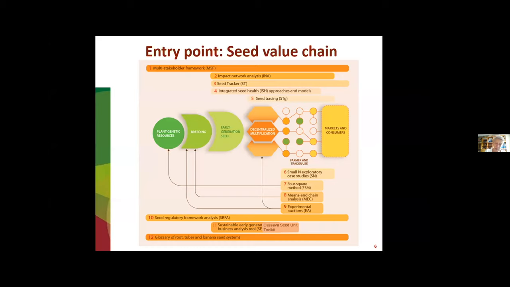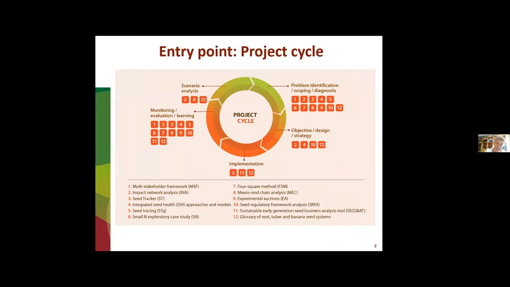Next slide. Because this is the other entry point where you may ask similar things. Hey, I'm in an implementation phase. So what are the logical tools to use for what I want to achieve, what I want to know? Or maybe I have questions about the seed system and maybe I should look more at it from a diagnostic phase onwards and then see which tools suit me and how I can combine it.